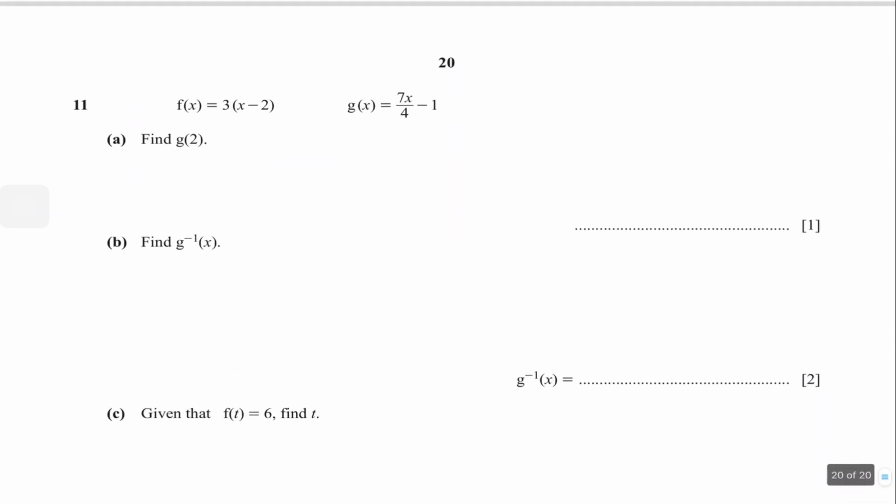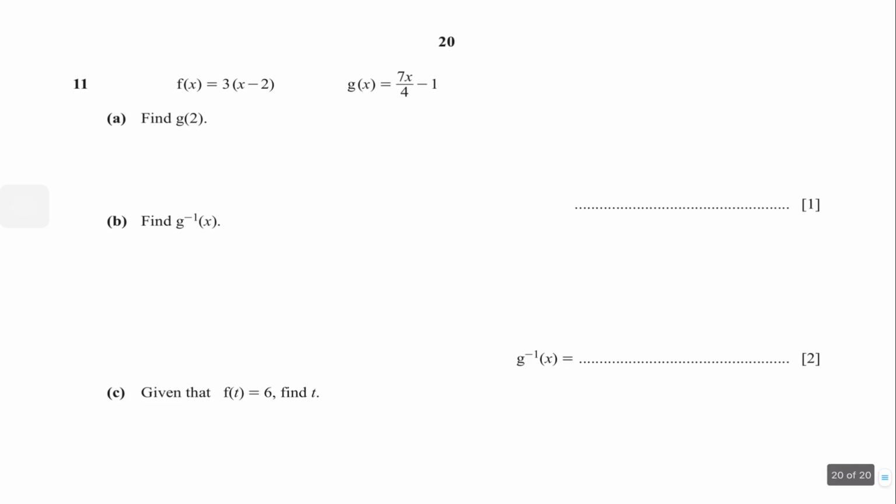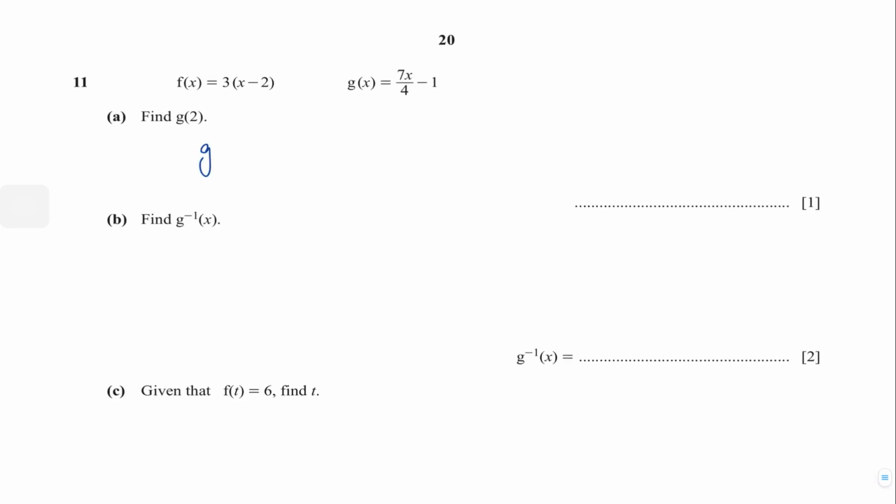Okay, now we move to the last question, which is question number 11, and this is a fairly easy question. We have to find g of 2. That means I'm going to plug in 2 in place of x in the function g. So 7 into 2 upon 4 minus 1. Since this is paper 1, I can do this in a calculator. 7 times 2 is 14. 14 divided by 4 minus 1. So that's equal to 5 upon 2.